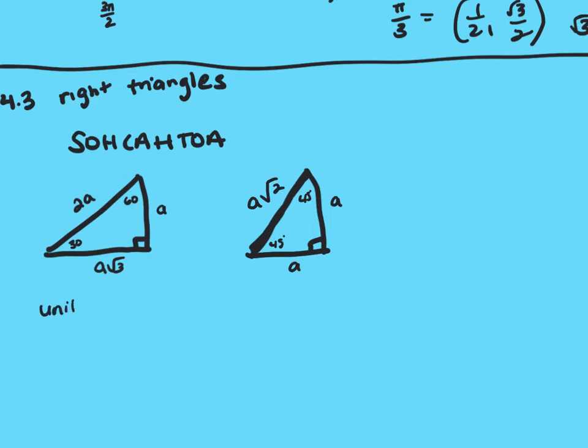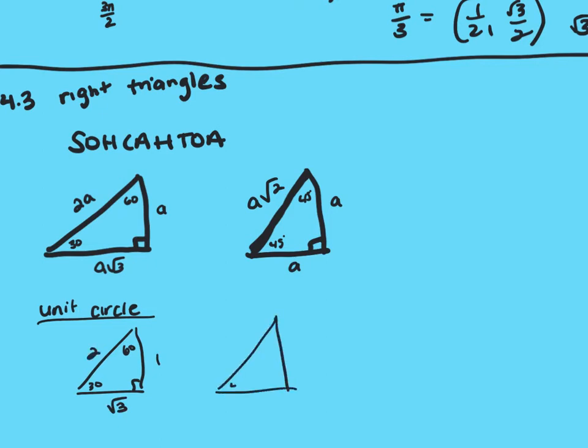Now a unit circle triangle, which means that the radius is 1, this 30, 60, 90 is 1, root 3, and 2, and the 45, 45 is 1, 1, root 2. So those are two different things. If you're not saying it's a unit circle, then that relationship is A, A root 3, 2A, or A root 2.